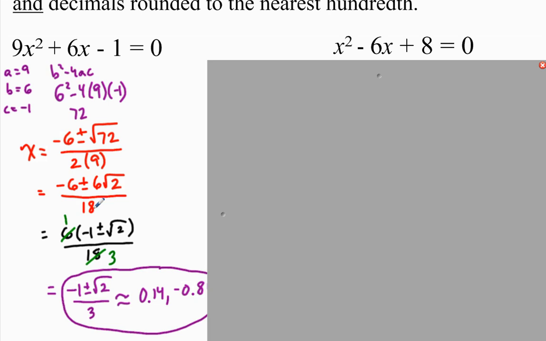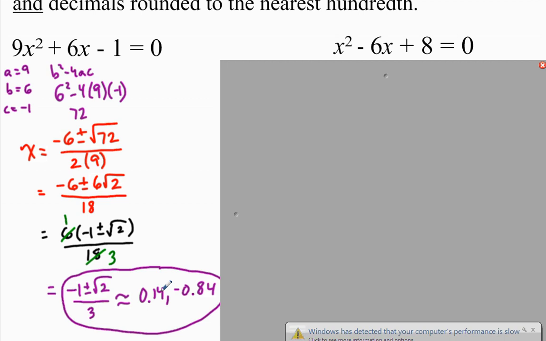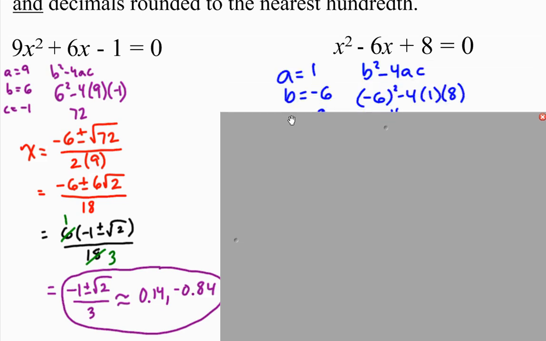I'm noticing that there's a common factor of 6, so I factor out the 6. If you say to me, well, Mr. Clinton, can't I just divide all the terms by 6? Yes, you can. But just be careful as you're doing so. You're dividing all the terms in the expression by the same value. I prefer to factor it out. It's clearer that way. So we've got what's left, which is negative 1 plus or minus square root of 2 over 3, which evaluates using your calculator to 0.14 and negative 0.84.